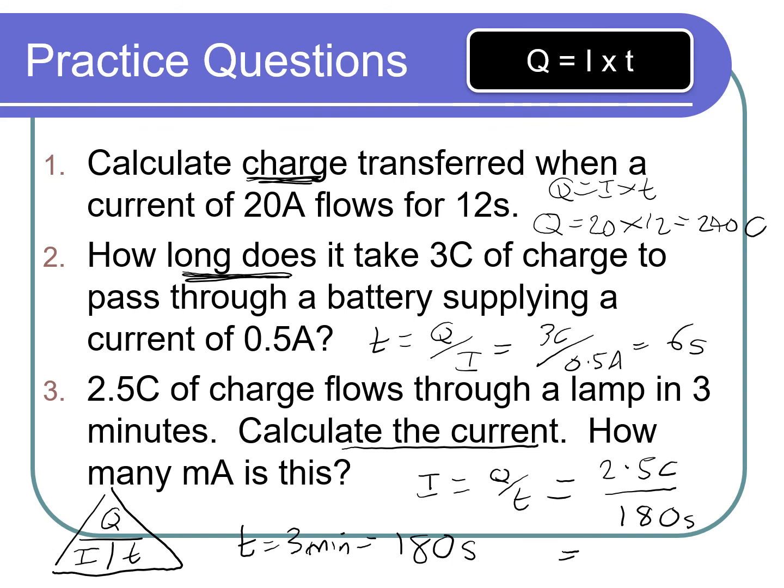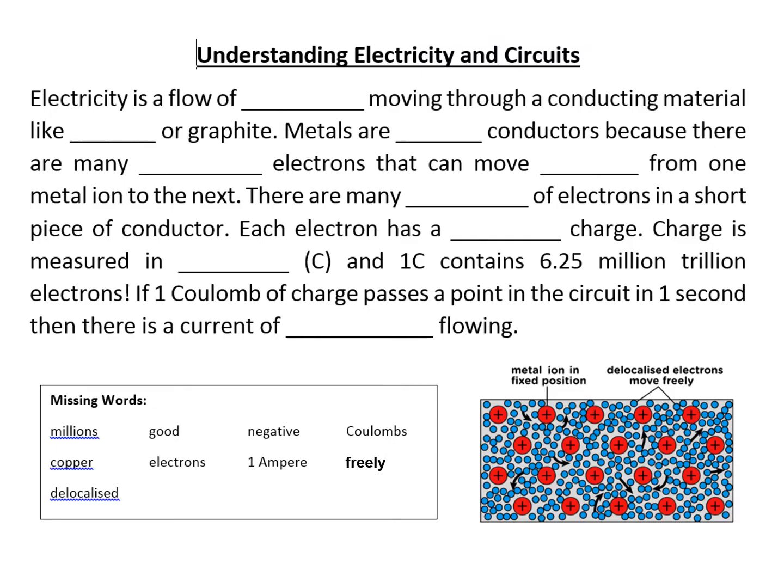2.5 divided by 180 is 0.14 if I round that up. So 0.014 seconds. That should be a 1 there. I've rounded that up a little bit. So you need to practice using this equation and rearranging it. Okay, let's fill in these missing words.